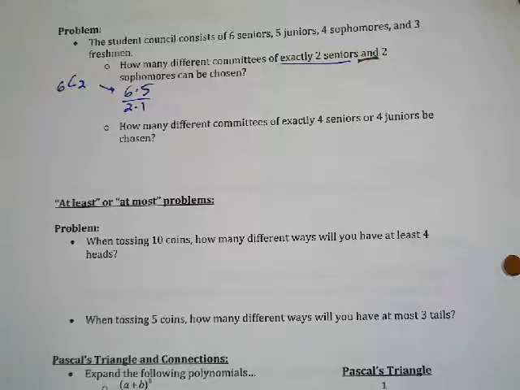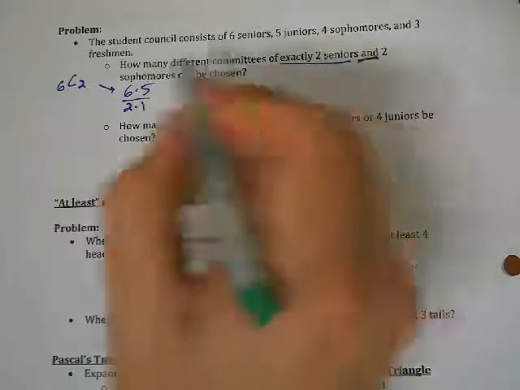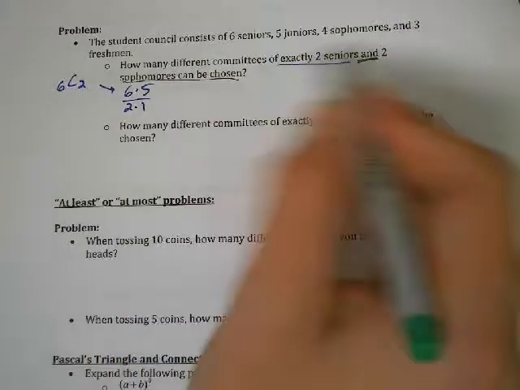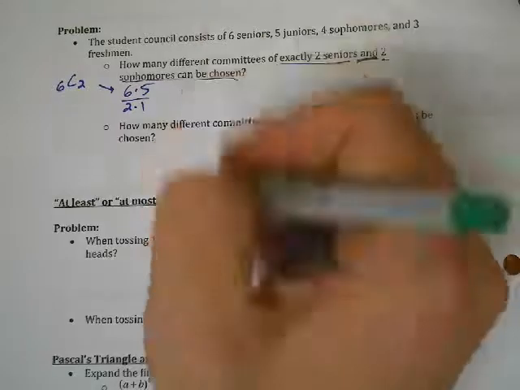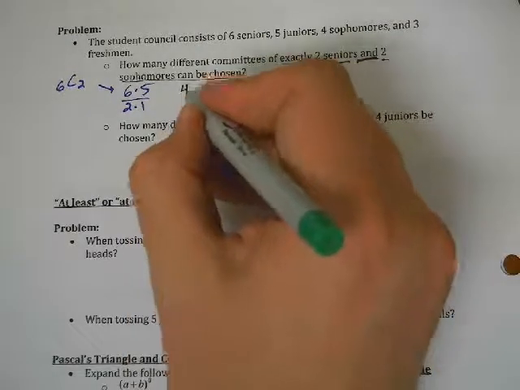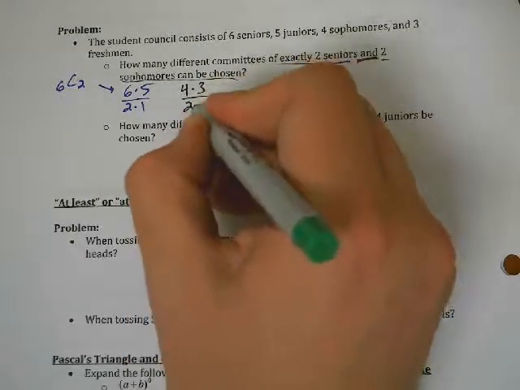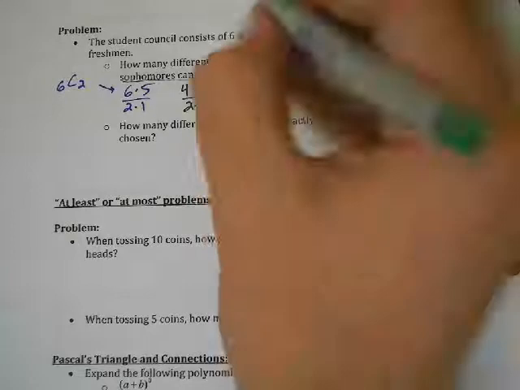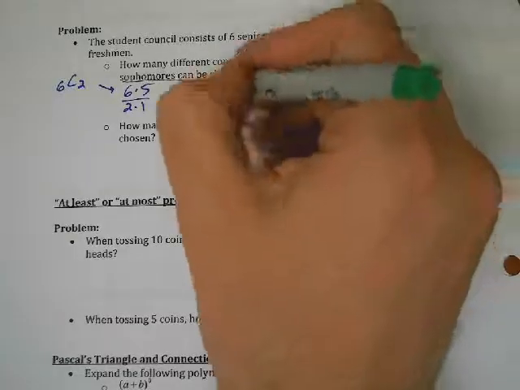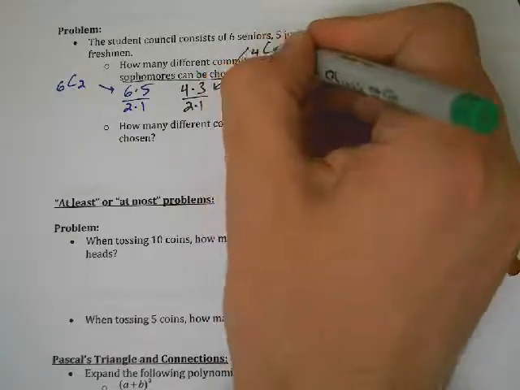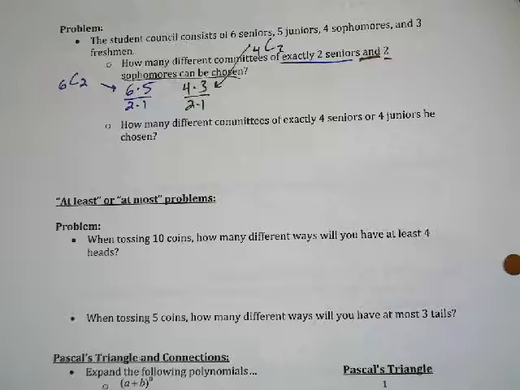Now let's look at how many different ways we can choose sophomores. We want to choose 2 sophomores as well. With sophomores, there's only 4 of them. So 4 times 3 over 2 times 1. Again, that is 4C2 if you prefer using that notation.